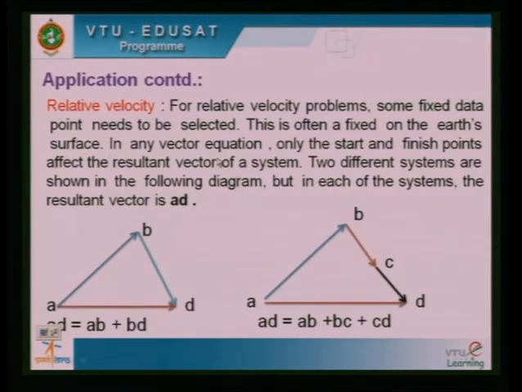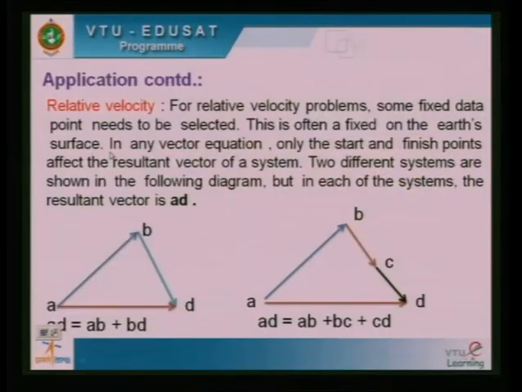Is it clear? So, in the previous examples, I have used relative velocity. I wanted to give some more information regarding relative velocity. Relative velocity means what? For a relative velocity problem, some fixed point needs to be selected. Some fixed point means what? This is often a fixed point on the earth's surface in any vector equation.